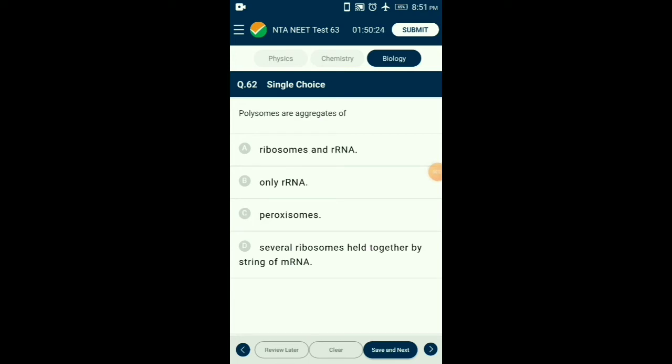Question number 62. Polysomes are aggregates of. Polyribosomes are aggregates of several ribosomes held together by string of mRNA. Polyribosomes consist of 4 to 8 ribosomes which are attached to single strand of messenger RNA or mRNA. This mechanism helps in the synthesis of several copies of the same protein. So the answer for this question is option D. Several ribosomes held together by string of mRNA.